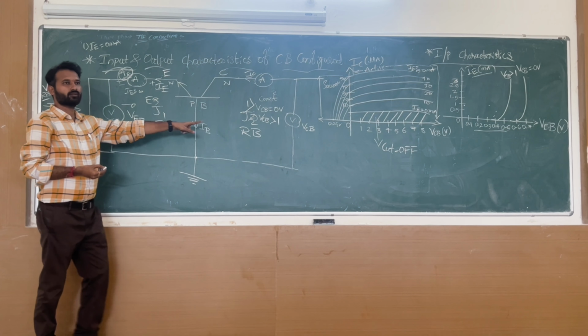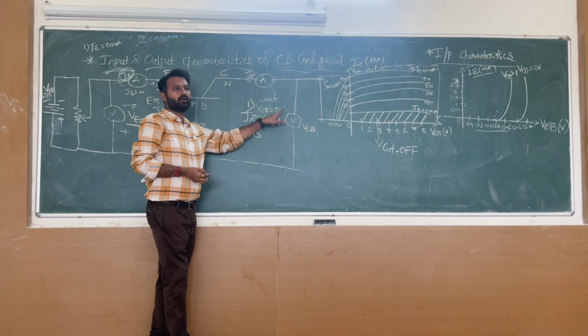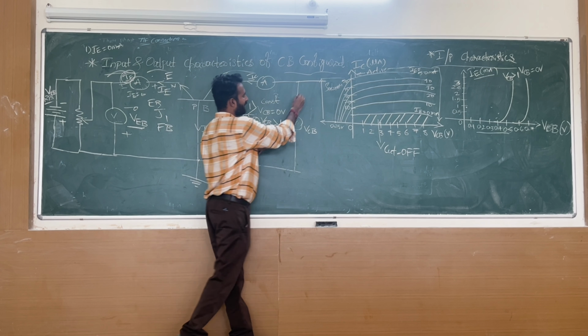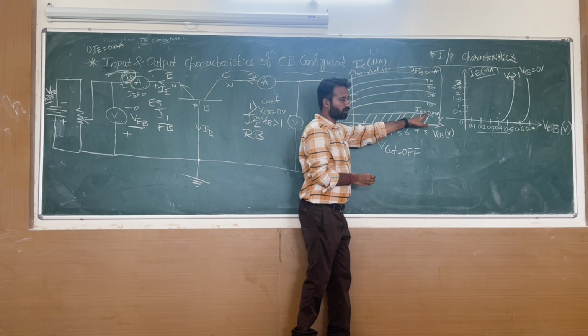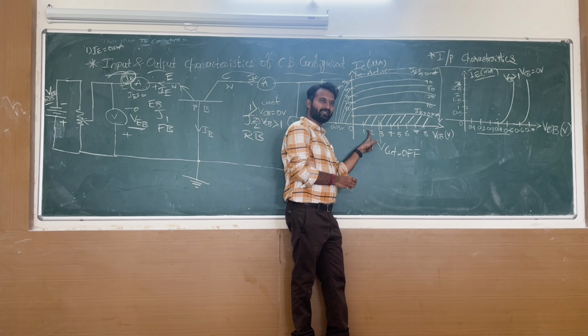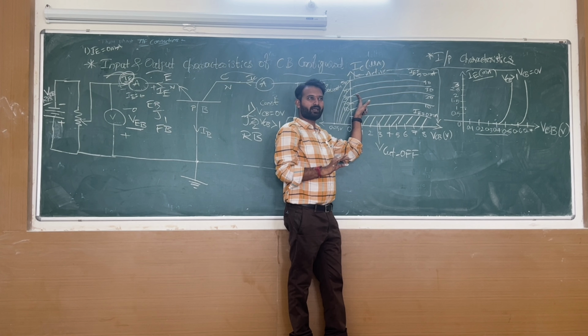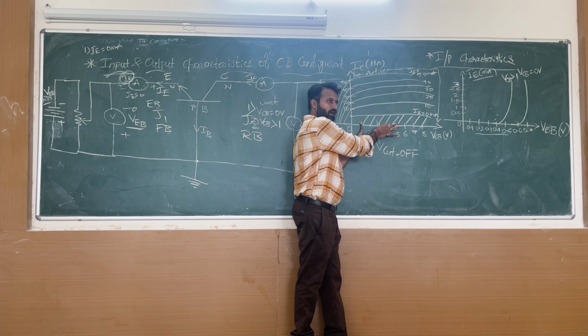Once you keep it as 0, you should not touch those ammeter and voltmeter. What you will touch? You will vary VCB and you will note down IC. Understandable? My first case is IE equal to 0 milliamp, I am varying VCB and I am noting down IC. So these are the values I will tell you.